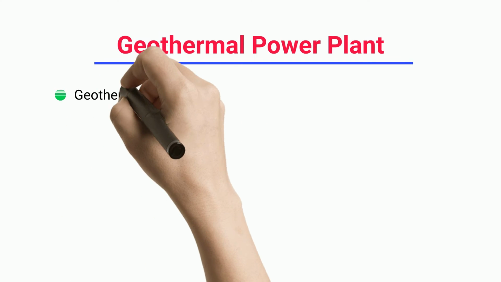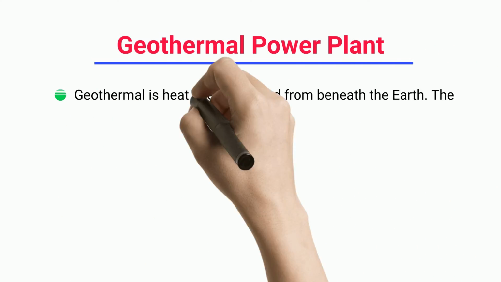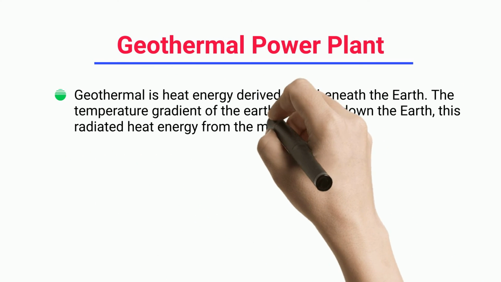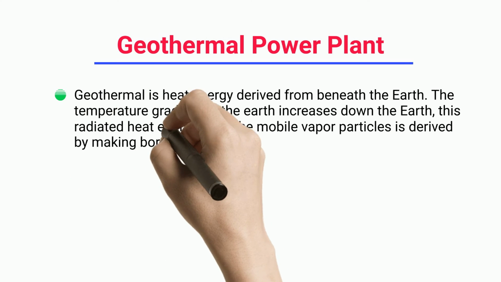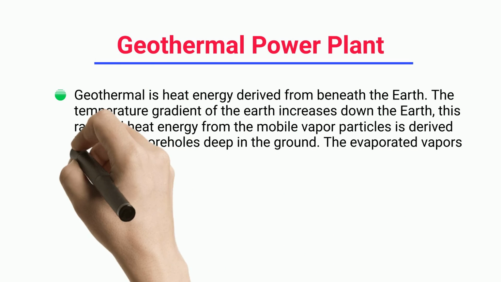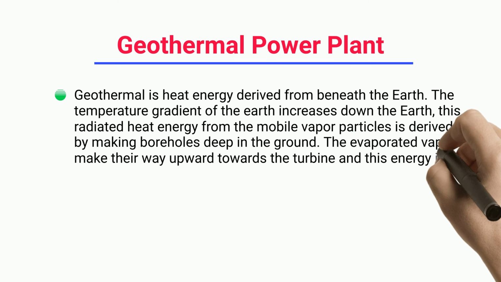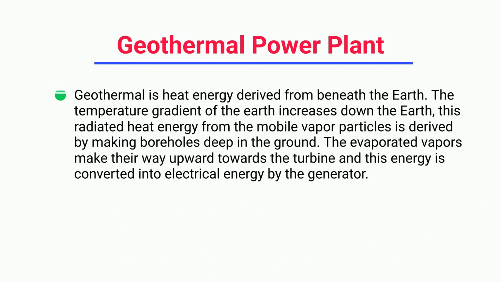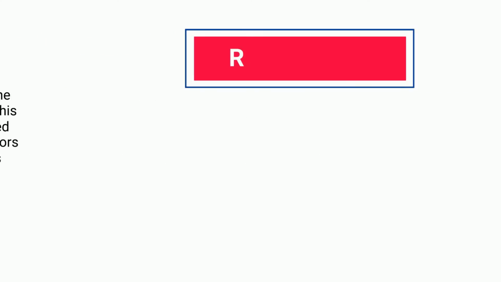Geothermal power plant. Geothermal is heat energy derived from beneath the earth. The temperature gradient of the earth increases down the earth. This radiated heat energy from the mobile vapor particles is derived by making boreholes deep in the ground. The evaporated vapors make their way upward towards the turbine and this energy is converted into electrical energy by the generator.